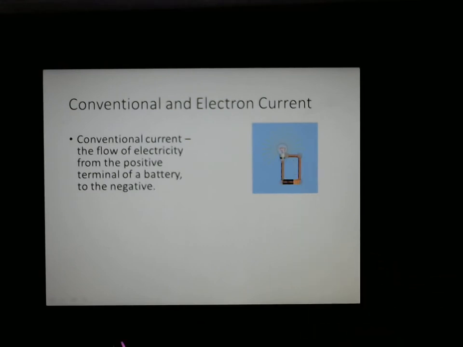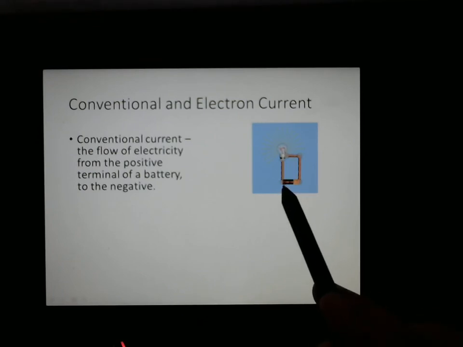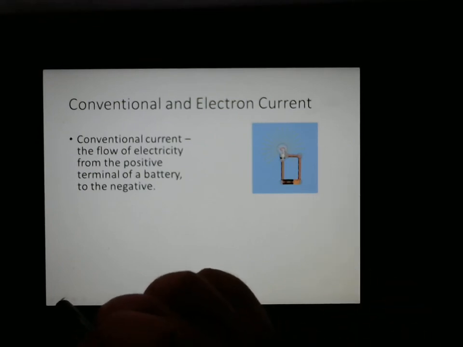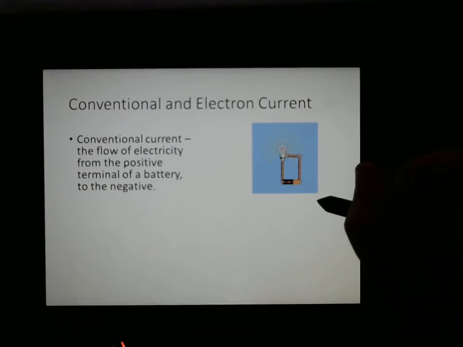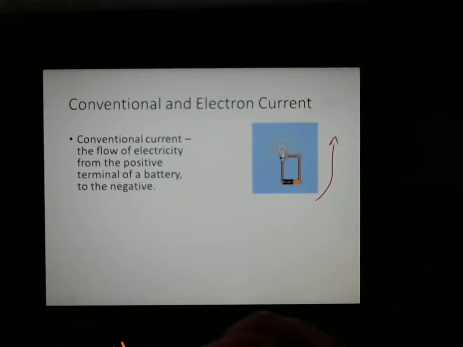On the simulation you'll see there are some buttons for conventional flow and electron flow, so have a play with that if you wish, and you'll see the differences between the two. So here the arrows, and I'll just draw it, are flowing this way.